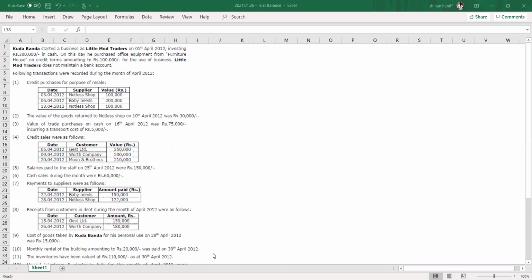Right, so I have covered some of the basic questions from the trial balance. So today we will do a question to cover the entire process. Right, so this is the question.